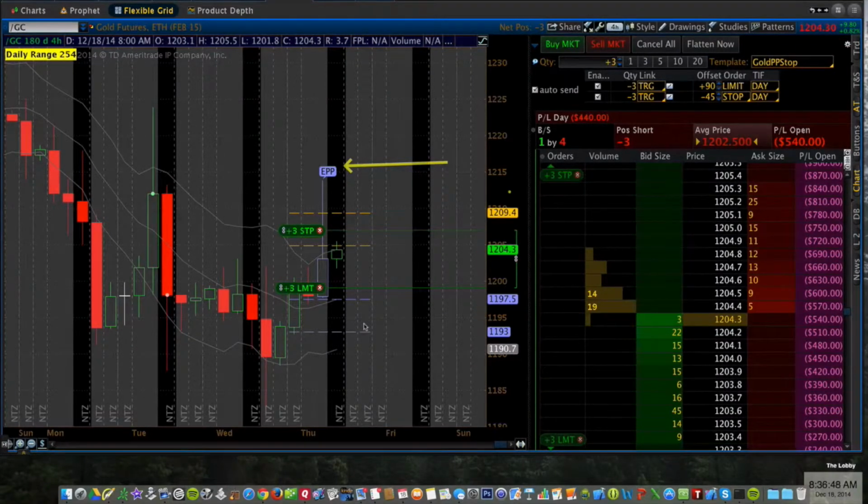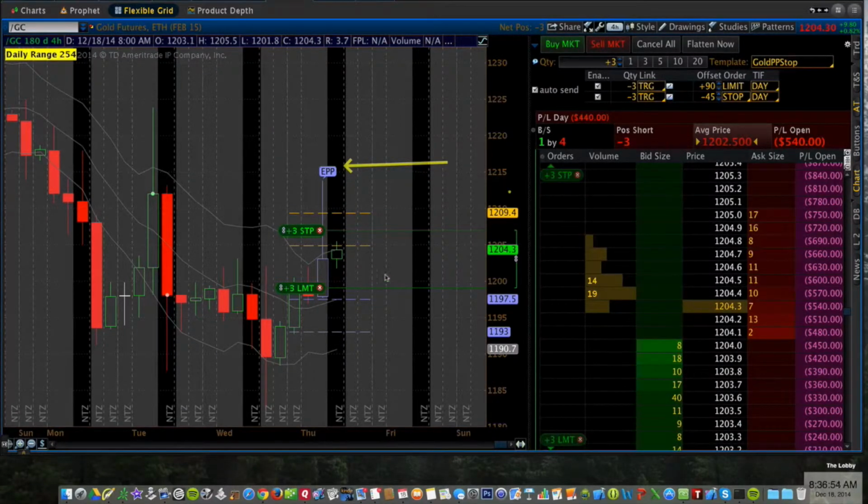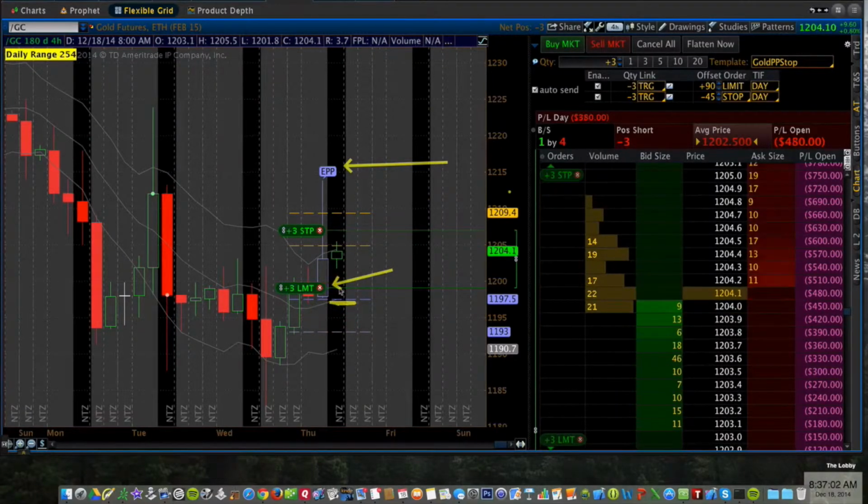I did take a little bit more conservative stop. The reason for that is gold's been really squirrely lately. So I'm not going to try and wait until it gets all the way down to this profit pivot line. I'm going to take profits a little bit earlier. Okay, that's the plan. I'll be back.